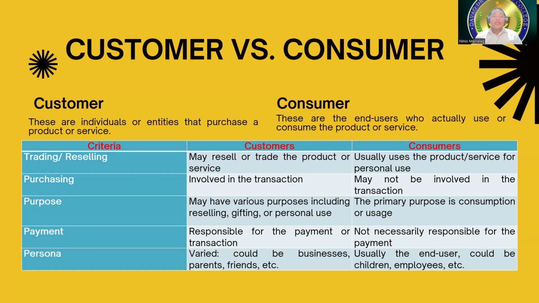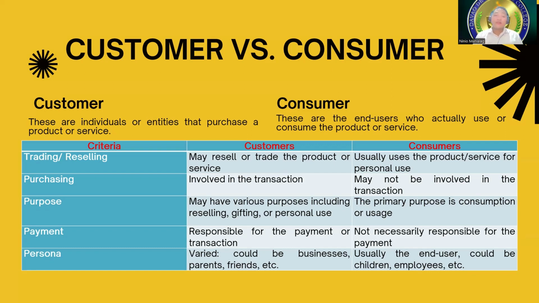Now, on the payment criteria, customers are responsible for the payment or transaction, but consumers are not necessarily responsible for the payment. Say, for example, parents, who are the customers, might pay for a Netflix subscription that their children, the consumers, predominantly use. So here, the parents are the customer and their children who use the Netflix subscription are the consumer.